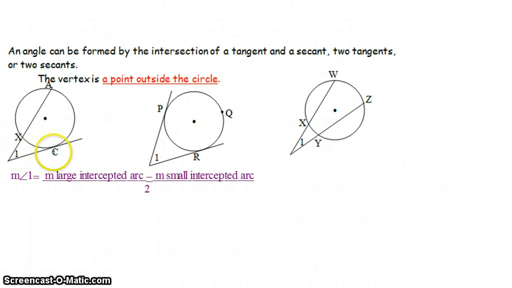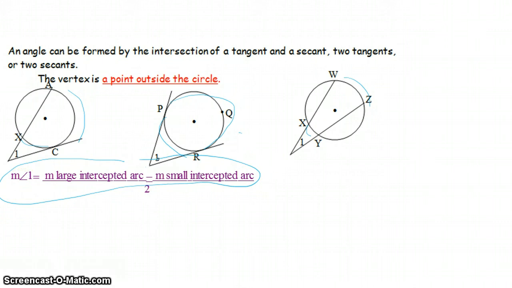So in this case, we would still look at the intercepted arcs. In our first one, we have arc AC and arc XC. Here we have arc PR, and then over here we have arc PQR, and over here we have arc XY and arc WZ. In all 3 of these cases, with the vertex or the angle being on the outside, we will follow the formula where we take the small intercepted arc and subtract it from the larger one, and your formula will look like this. Alright, let's look at some examples.